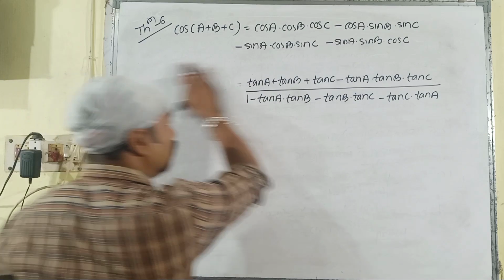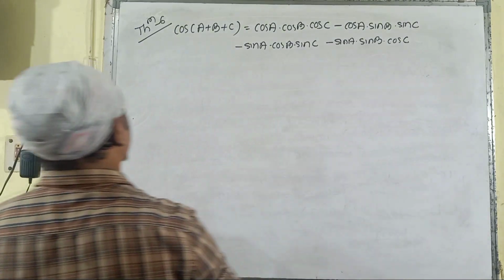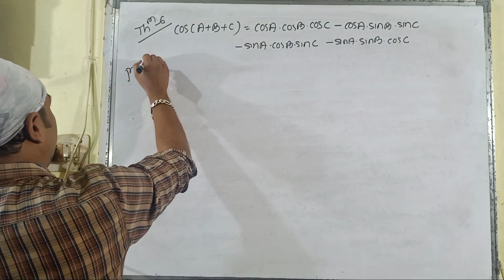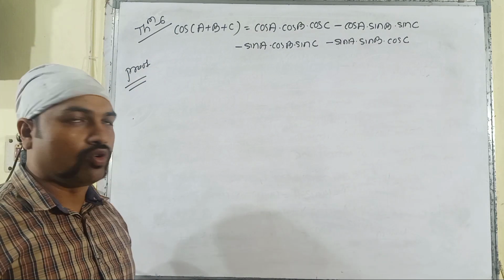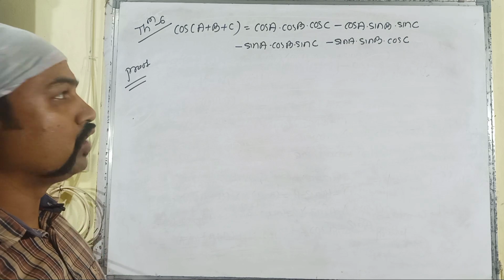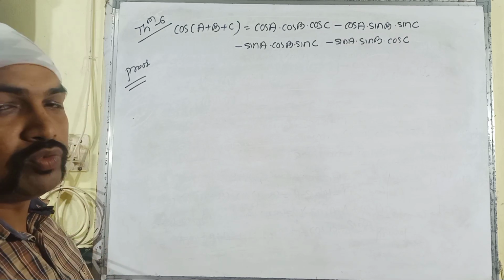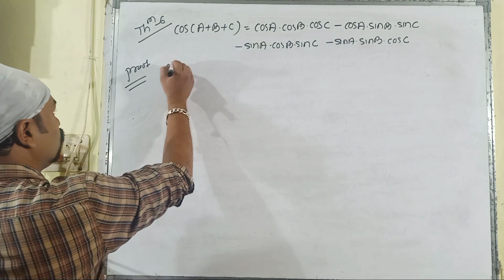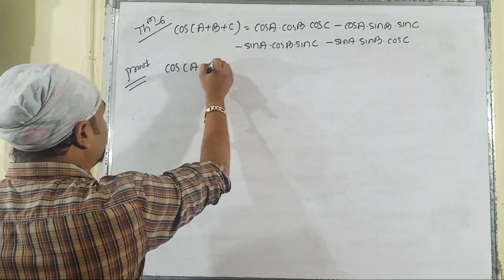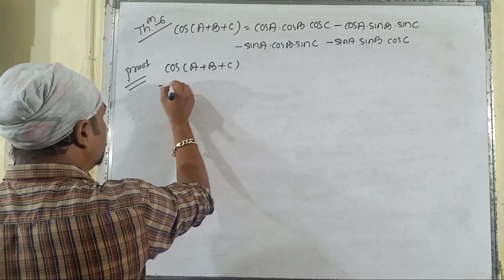So let us go through theorem number 6, and it has been given that we have to prove that cos(A+B+C) is equal to cos A into cos B into cos C minus cos A into sin B into sin C minus sin A into cos B into sin C minus sin A into sin B into cos C.